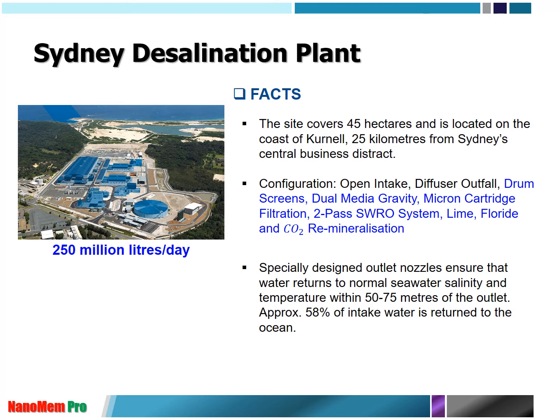When you fly to Australia and land, you can see the desalination plant, because this desalination plant is very close to Sydney Airport, and the process is very similar: drum screens, dual media, SWRO, lime, fluoride, and CO2 remineralization. The Gold Coast and Sydney desalination plants have been operated by Veolia, the same company. That's the reason why they have the same process.